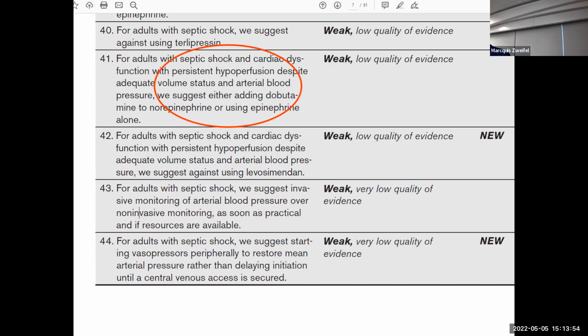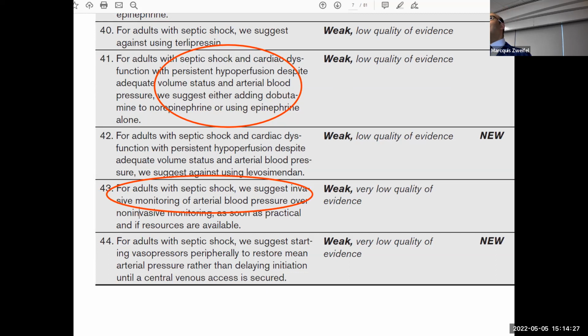Okay, so albumin is another thing that you can add. If your patient has septic shock plus Takotsubo, heart failure, or already has a history of heart failure, you can add dobutamine to the norepinephrine, or use epinephrine instead of the dobutamine and the norepinephrine. So this is one suggestion. I will skip 42 because we never use it, I'm not sure even what this medicine is, but anyway.